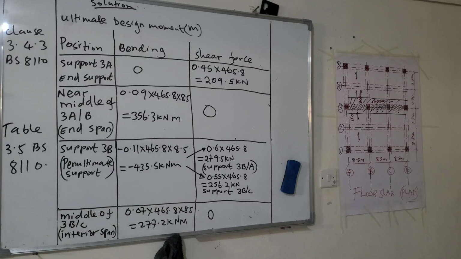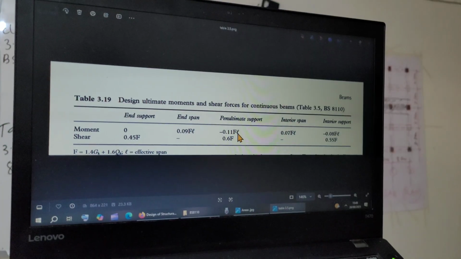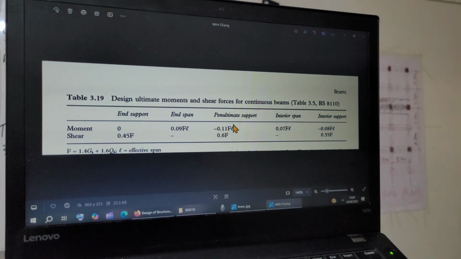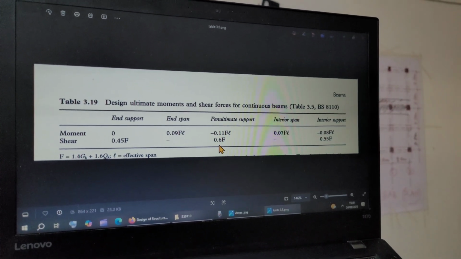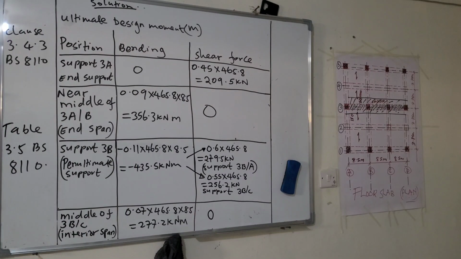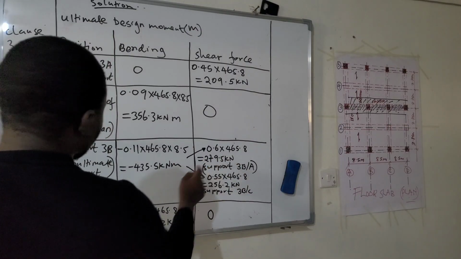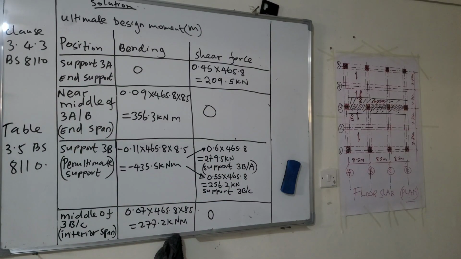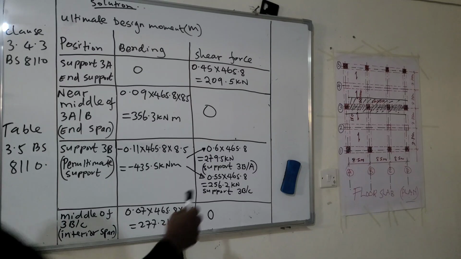This one will be a bit tricky. I want to show you how you will go for shear. The first one will be 0.6 times F. Let me show you. We have the first here for the penultimate support, which is 0.6 F. So this is 0.6 times F. We will get 79.5 kilonewton. So this is support 3AB.